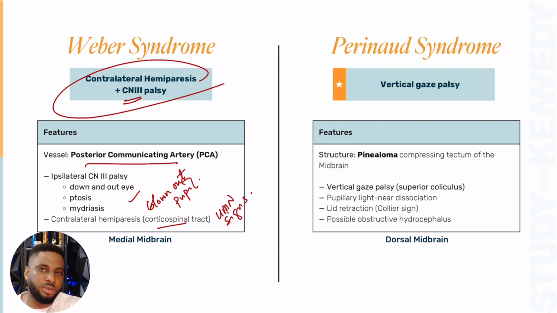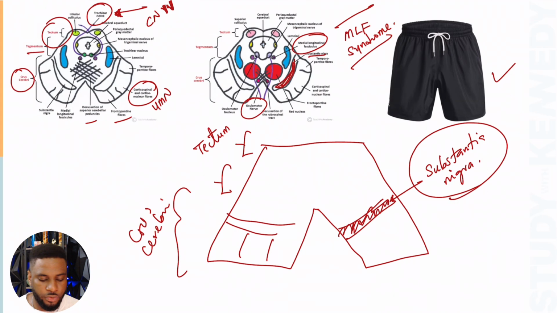All right, and then the other thing you want to consider will be Parinaud syndrome. What is Parinaud syndrome? Parinaud syndrome occurs when there is a tumor compressing the tectum of the midbrain. When you have a tumor growing up here on the tectum of the midbrain, eventually that tumor begins to compress the tectum of the midbrain.